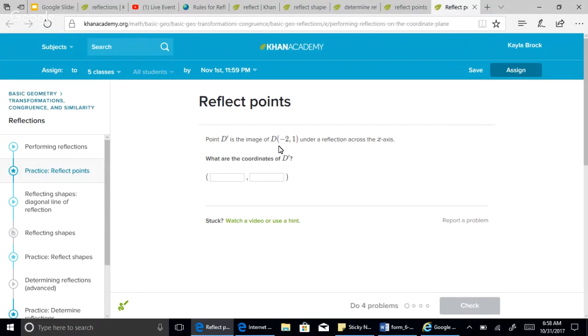Our original was negative 2, 1, and the x is going to stay the same, so we're going to keep it at negative 2. And then our y is changing to a negative, so our y will be negative 1.